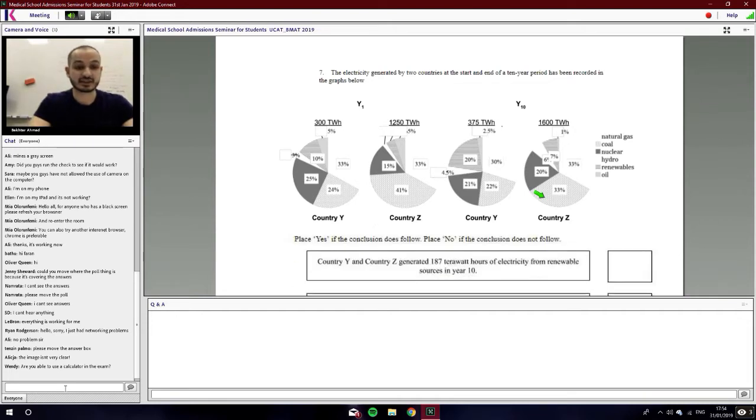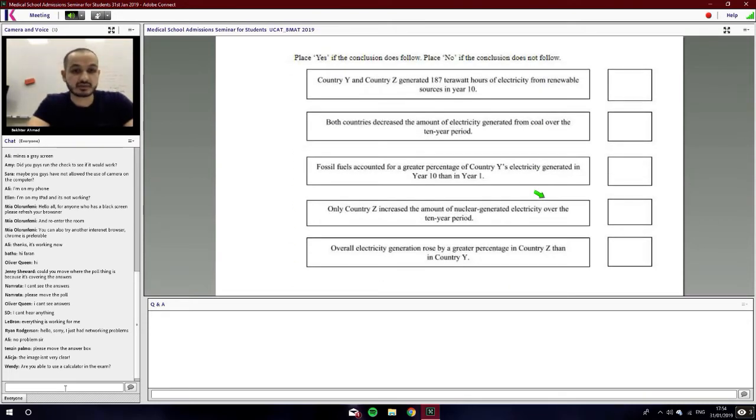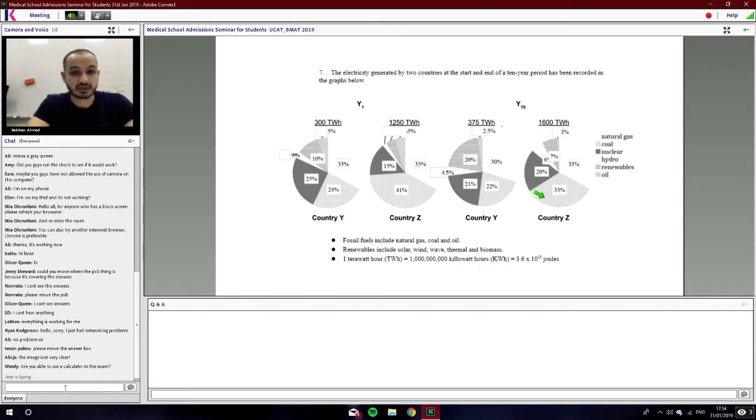So let's just have another look at the question. Fossil fuels accounted for a greater percentage of country-wide electricity generated in year 10 than in year 1. So in year 10, we have almost about half the pie chart, whereas in year 1, it's way more than half. So that's also incorrect.